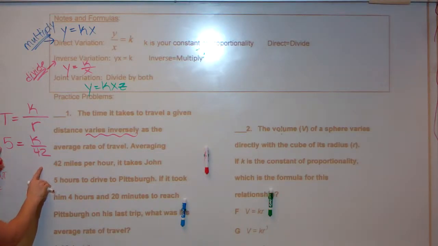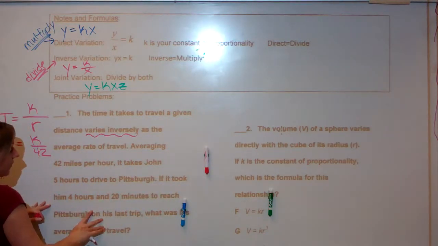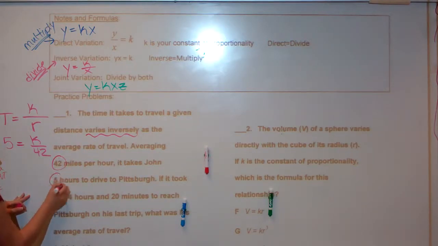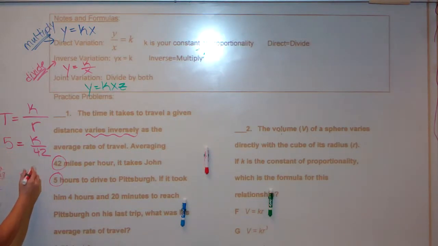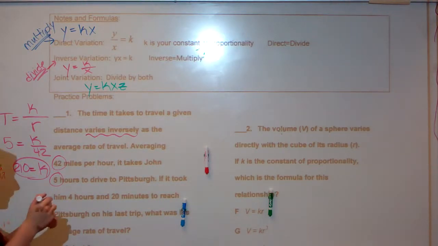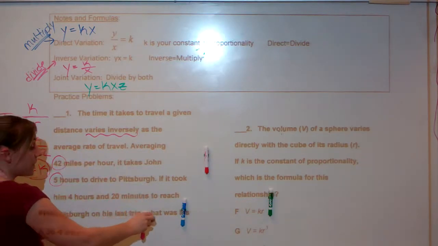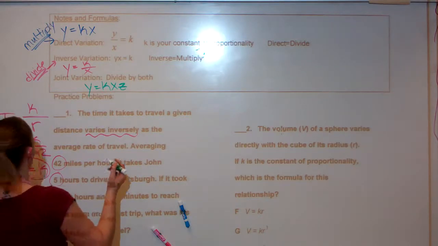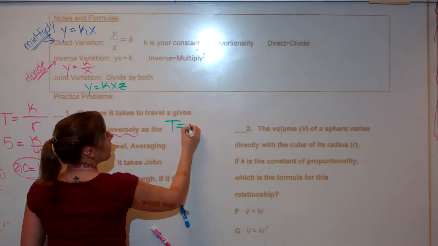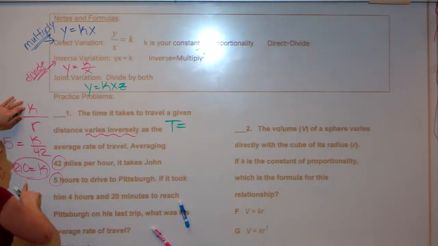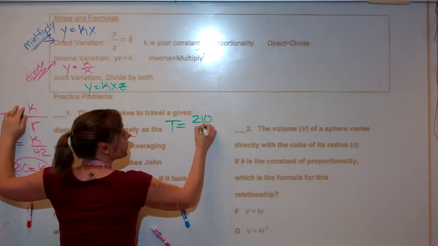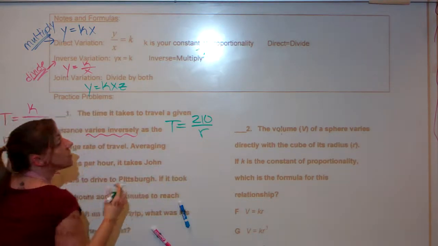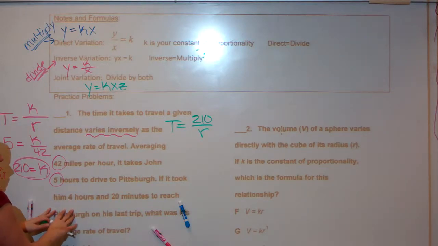All right. Then it asks another question. Well, these are the two numbers I'm going to use first to find my constant. So when I multiply that over, I get 210. That's my constant. That's not the answer, but it will give me the formula for the rest of the problem. So right now, it's t equals, instead of the k, we now know its number, 210 over r. So now we can answer the second part of the question.